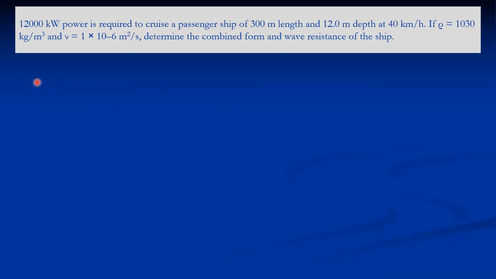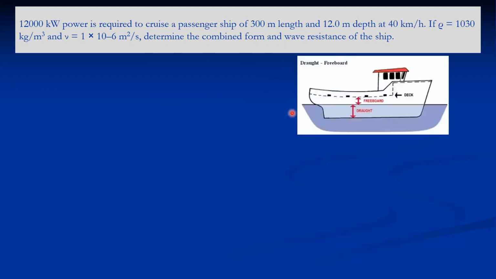If rho is equal to 1030 kg per meter cube, kinematic viscosity is given. Determine the combined form and wave resistance of the ship. So a ship generally experiences drag forces, form drag and friction drag, and at the same time it also experiences wave resistance, because if it is traveling in a sea, and during high tide conditions also, the wave resistance is considerable. So all these forces are involved.